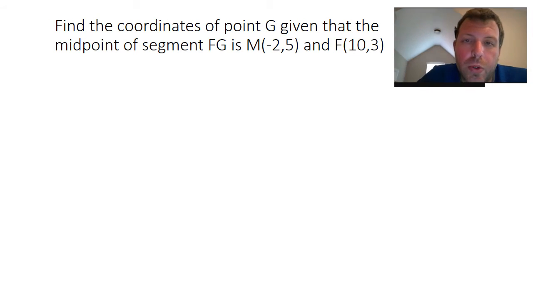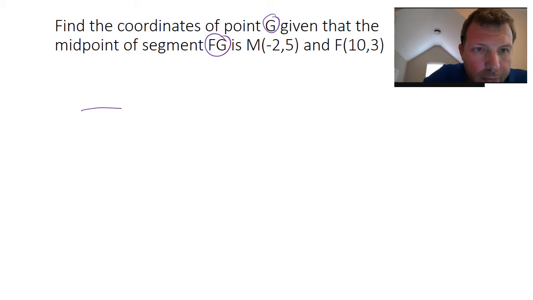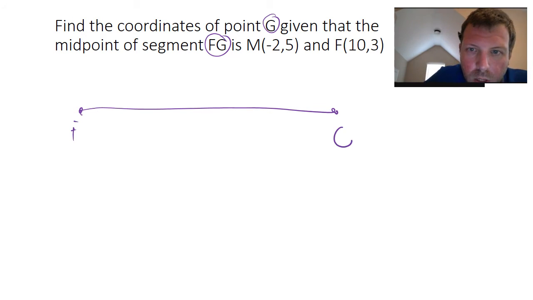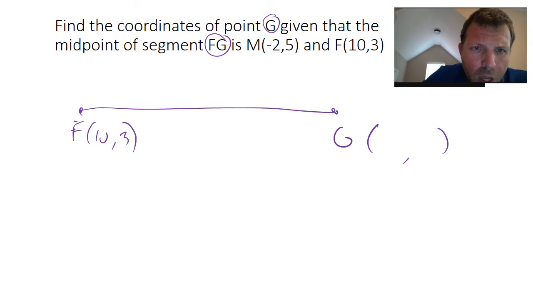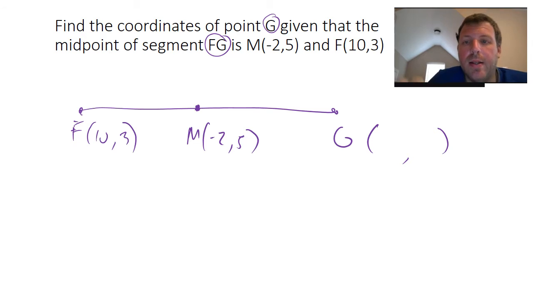What we're trying to do is find the coordinates for G of segment FG. So let's draw that. So here's F, here's G. I need to find the coordinates of them because we don't know what they are, right? We do know the coordinates of F because they were given to me. We also know the midpoint, right? Which is cool because I can find G just by looking at this thing.